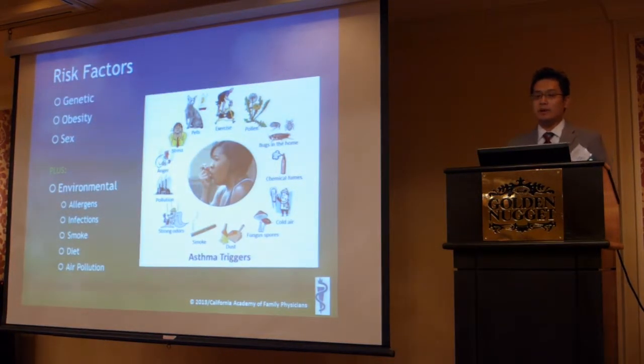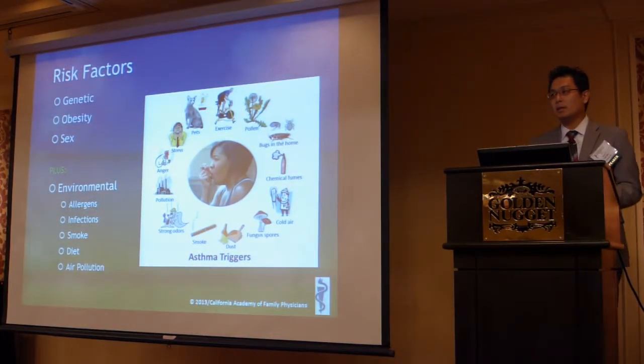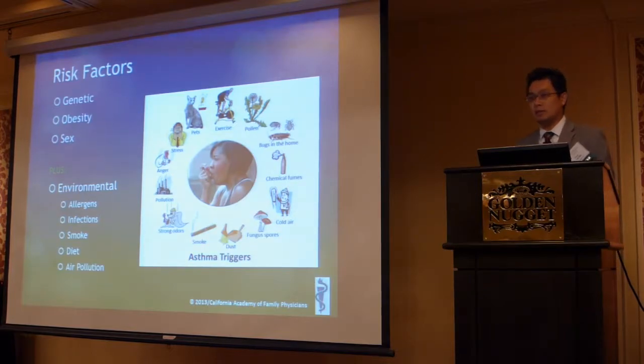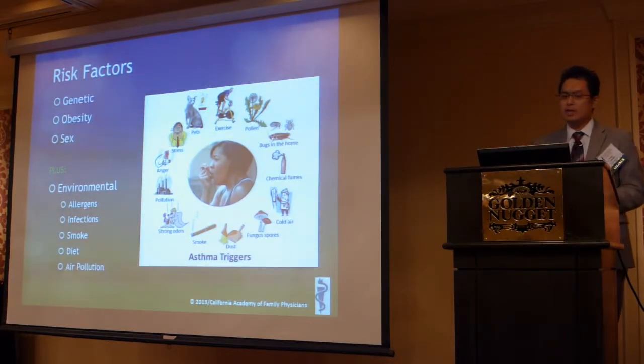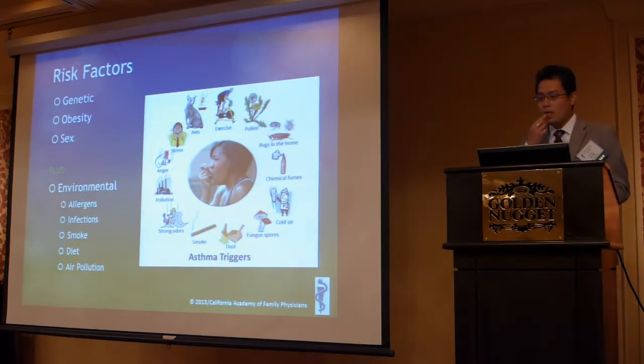Let's talk about some of the risk factors. Genetic risk factors obviously exist. Obesity, and we talked a little bit about the differences in sex in children and adults. And then there are lots of environmental causes, which are risk factors, and you can see some of them listed there. Let me list a couple more for you.